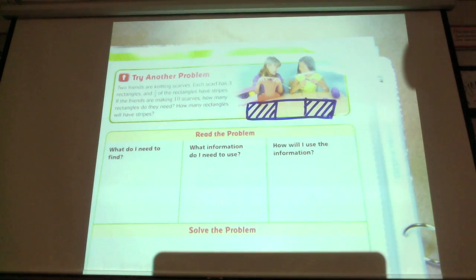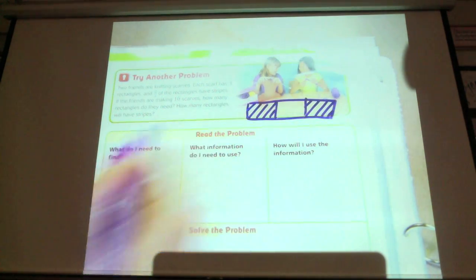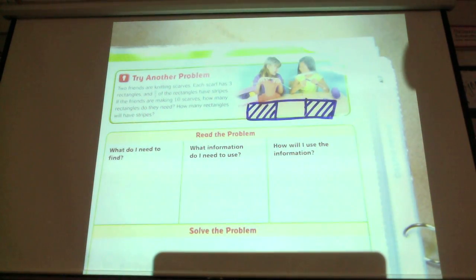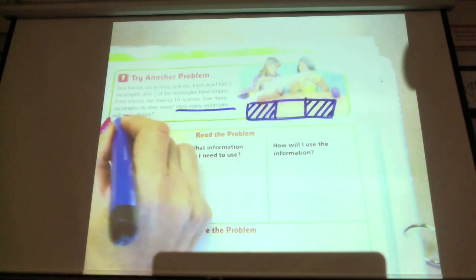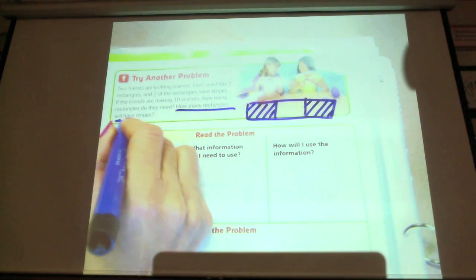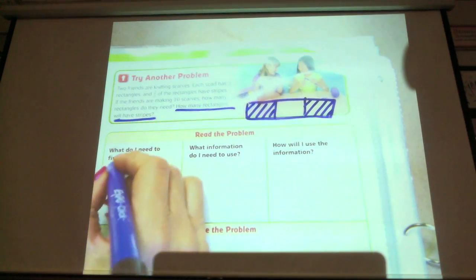It says, what do I need to find? What is the question in this question? What are they asking you to find? Who can tell me? Brian. How many rectangles do they need? Right. How many rectangles will have stripes? Go ahead and underline that and write it in here.